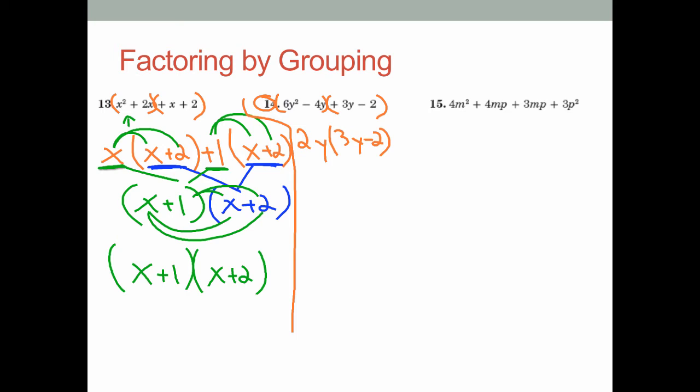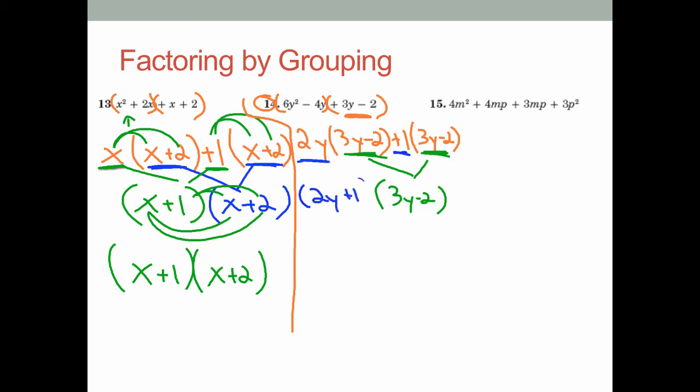The second parenthesis has nothing in common. So if they have nothing in common, I'm going to put a plus 1. I'm going to write it as 3y minus 2. Now, you'll all, again, notice that this 3y minus 2 is common. So I'm going to combine those to 1. And I'm going to combine the numbers on the outside to another. And that would be my factored form.